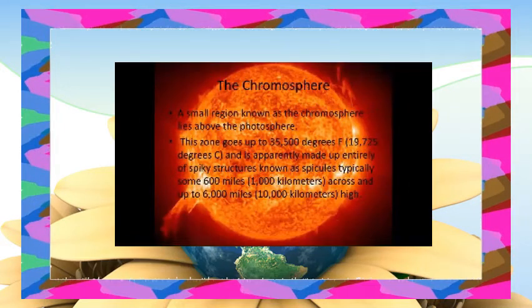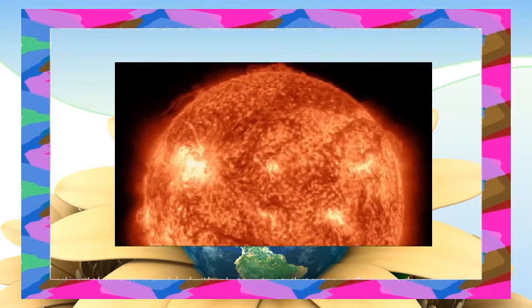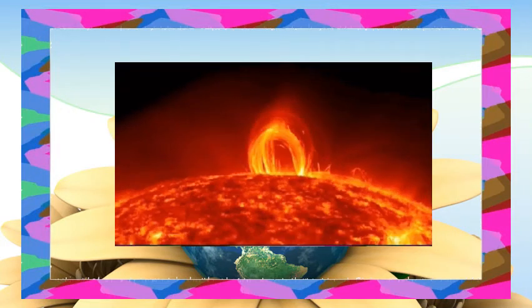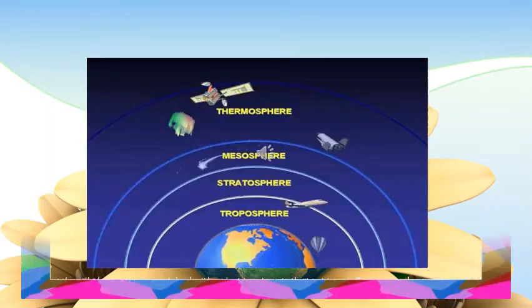Do you know, kids? The thin hydrogen layer above the visible surface of the sun, known as the chromosphere, has a temperature of about thousands of degrees Celsius.